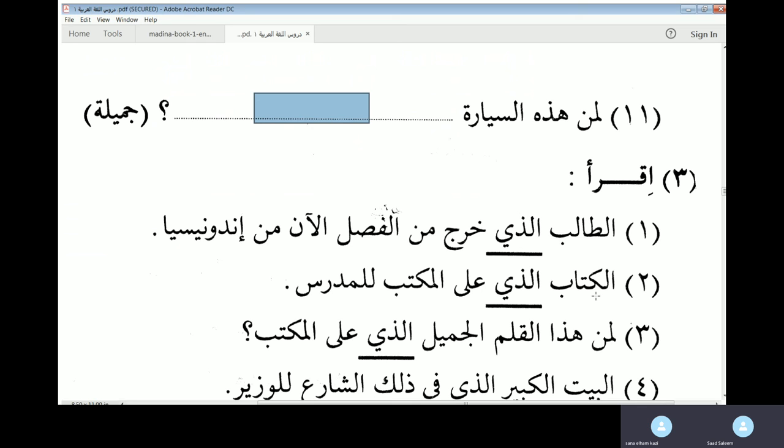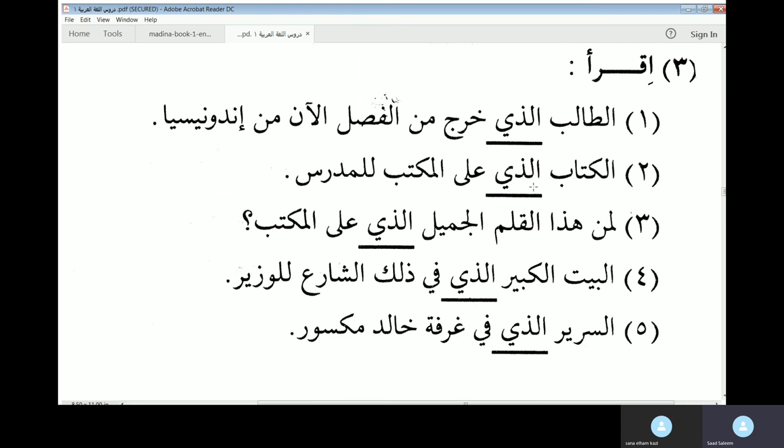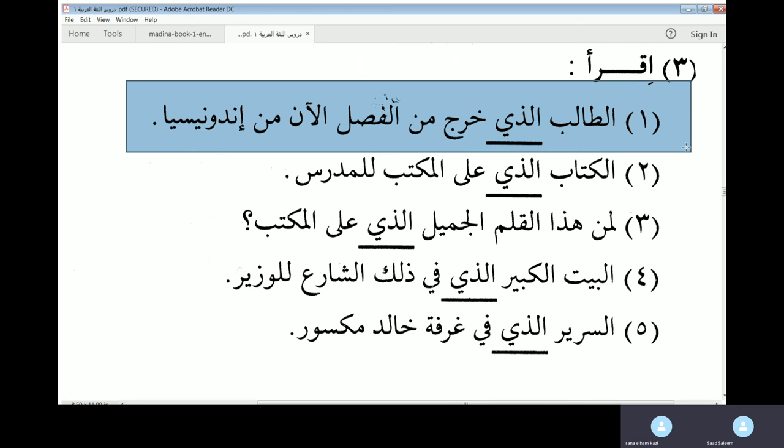Read. The student who went out, this student who went out. Allazi means who. The student who went out from the class just now is from Indonesia.